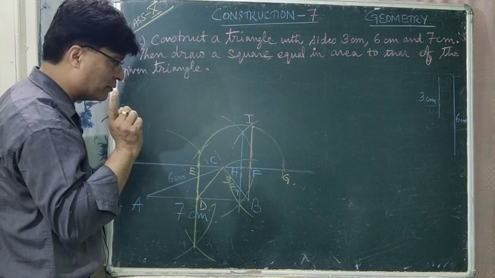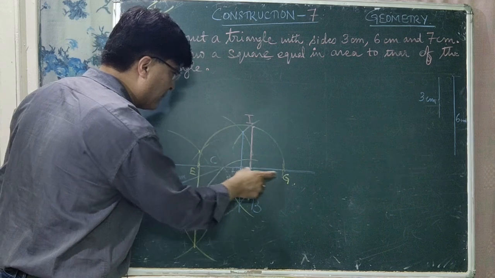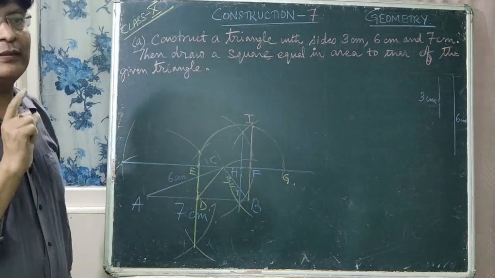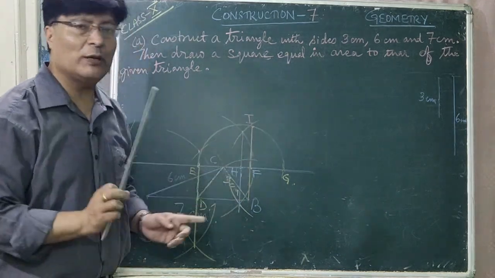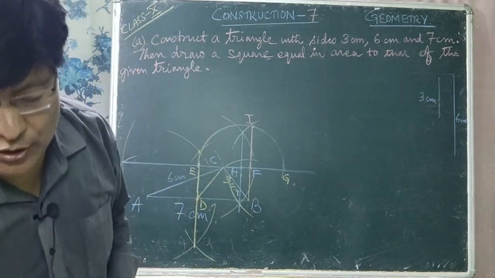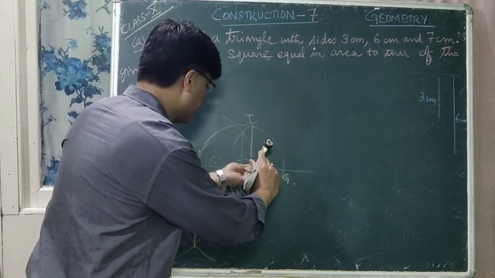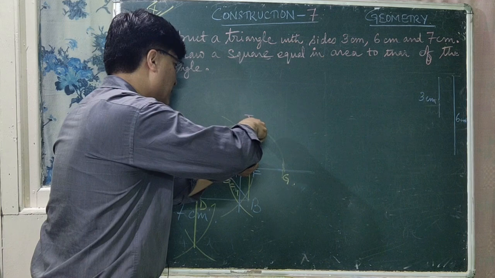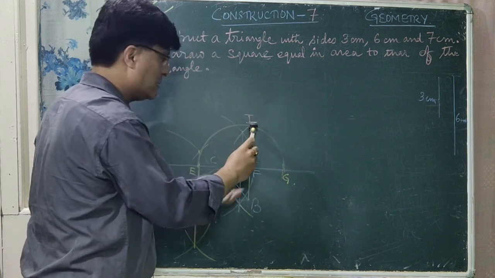Is that clear to all of you? That is, this FI will be the mean proportional of EF and FG. So this FI will be one of the sides of the square. Now you can draw a square out there. Okay? So measure the length FI. So this FI is measured.